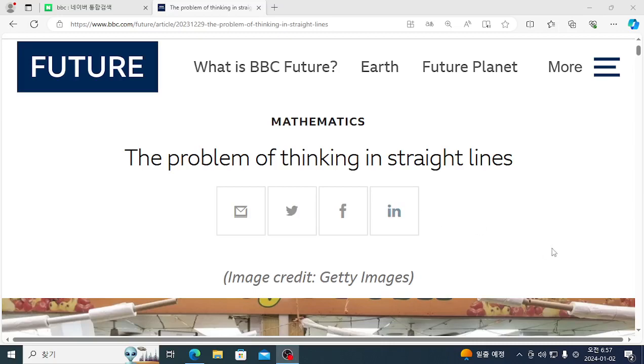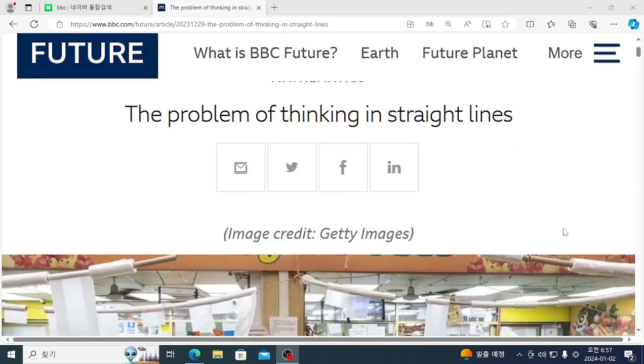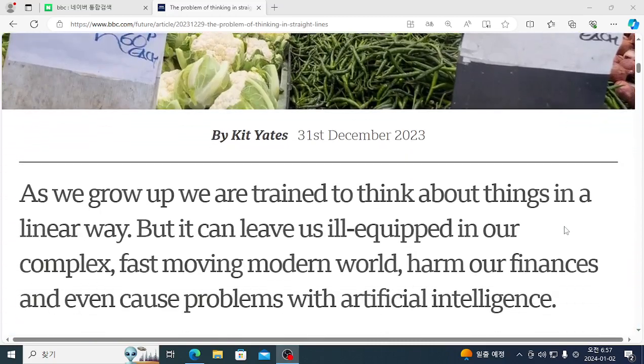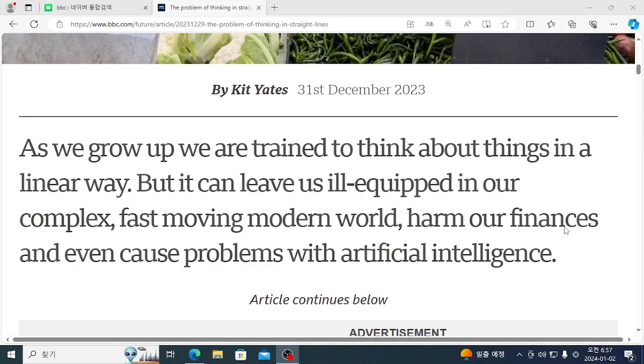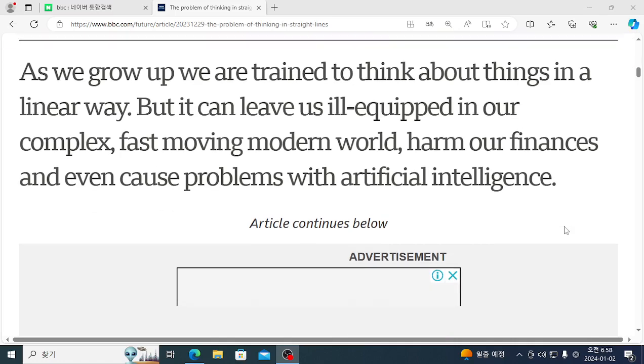The problem of thinking in straight lines. As we grow up, we are trained to think about things in a linear way, but it can leave us ill-equipped in our complex, fast-moving modern world, harm our finances, and even cause problems with artificial intelligence.